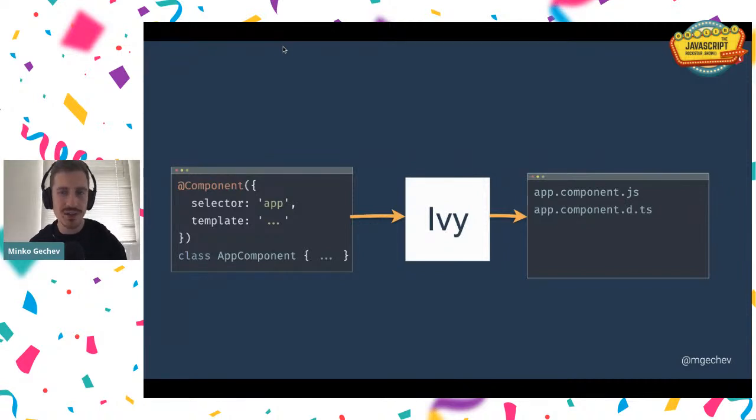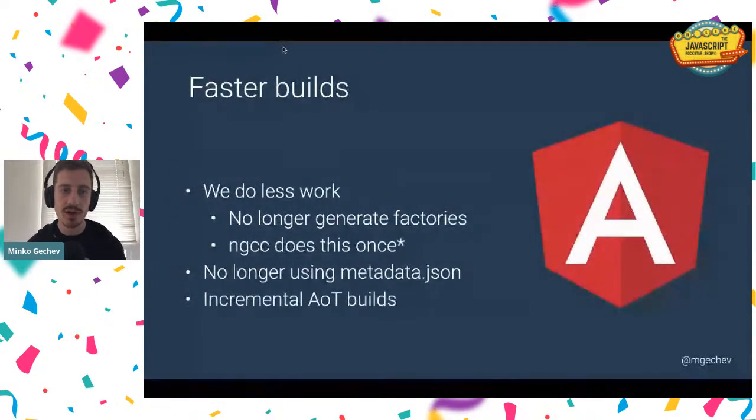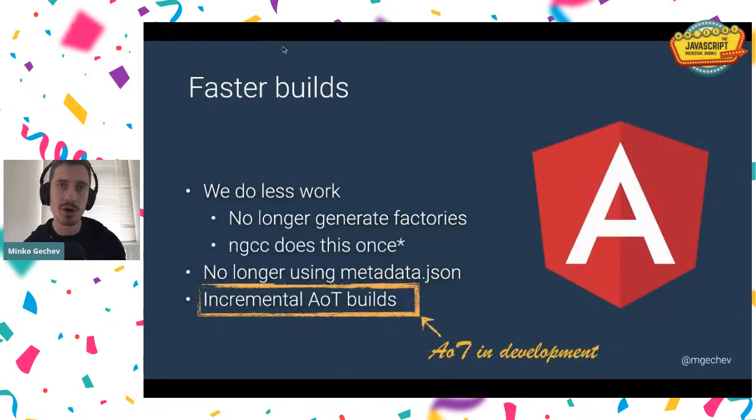With Ivy, though, we found a way to do that much more efficiently with only 2 files. So now we're generating just the app.component.js file, which contains all the instantiation logic and rendering instructions, and the app.component.d.ts file, which contains not only TypeScript type definitions, but also different metadata properties. So the faster builds are primarily caused by the fact that we're no longer generating factories. We're no longer generating metadata.json files. And at the same time, we enabled ahead of time compilation by default in development mode. This is thanks to the incremental AOT builds that the Angular compiler performs right now.